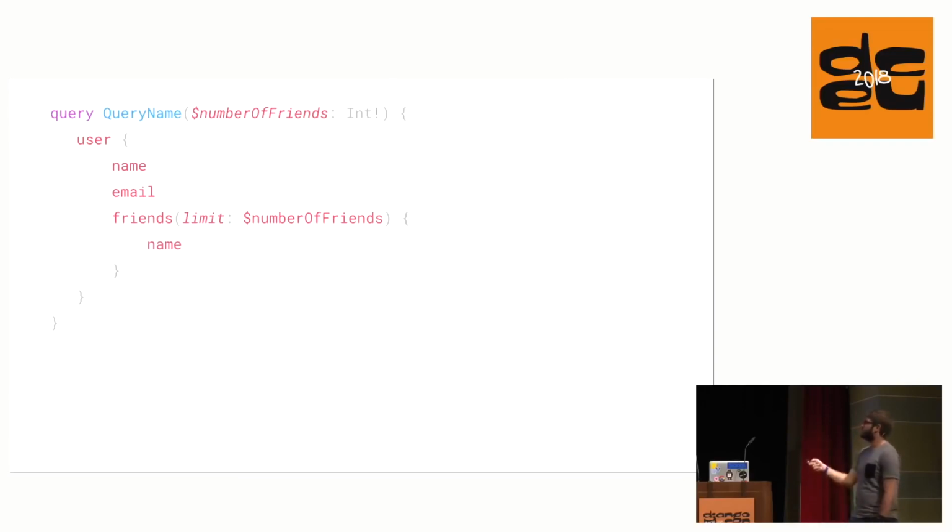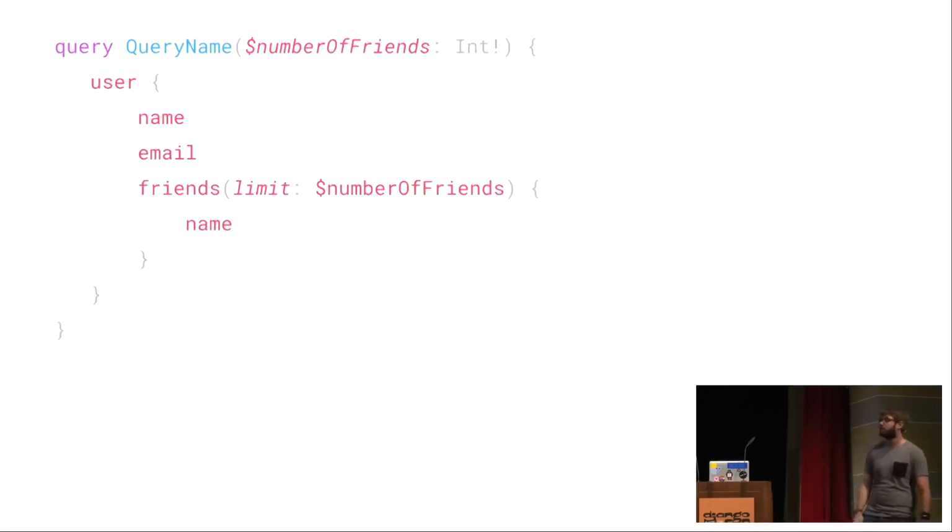It's quite interesting that you can have arguments for each field. So, for example, in this case, we can limit the number of friends that we fetch, but we can also, for example, if we have different languages, query by language, or we can change the unit of measurement, which is really helpful.